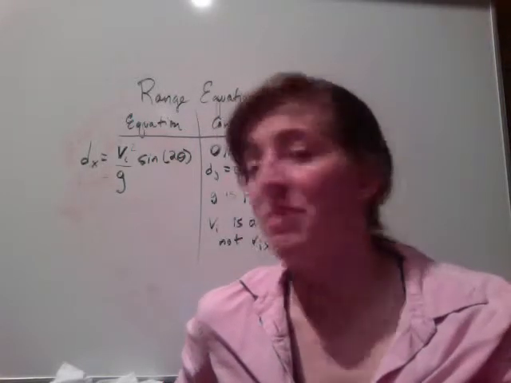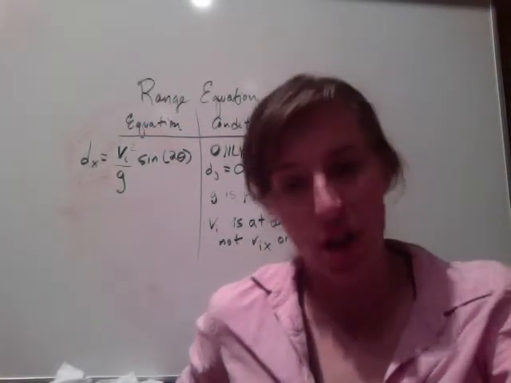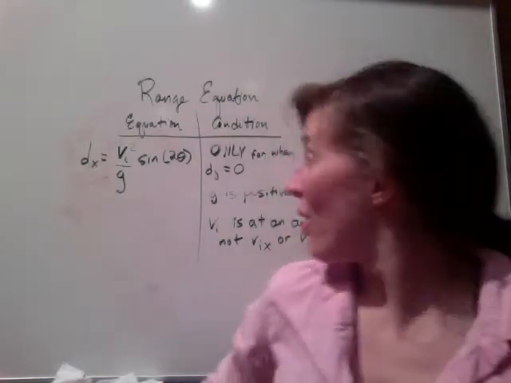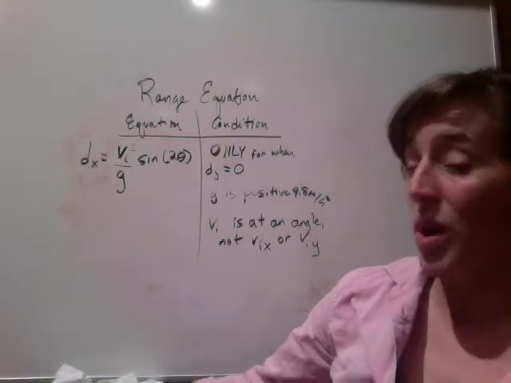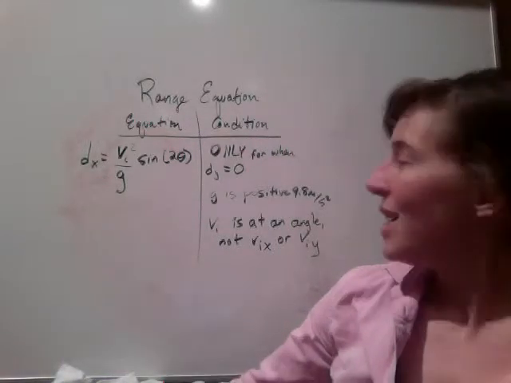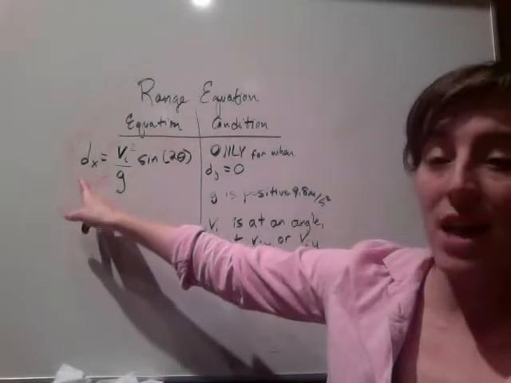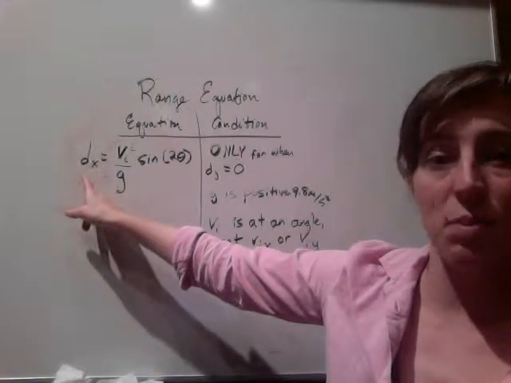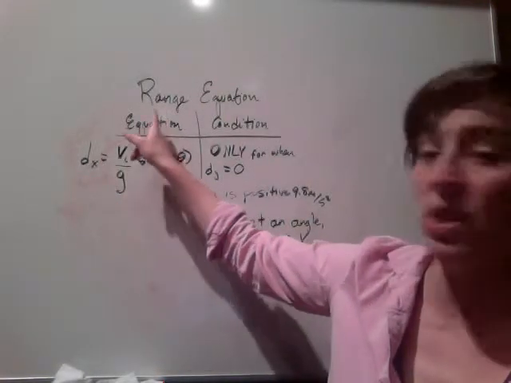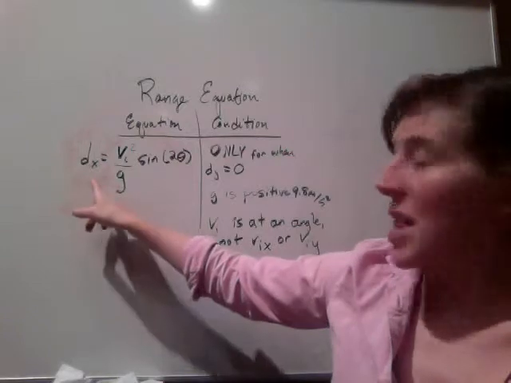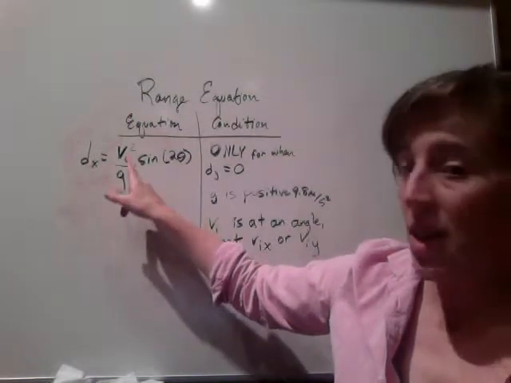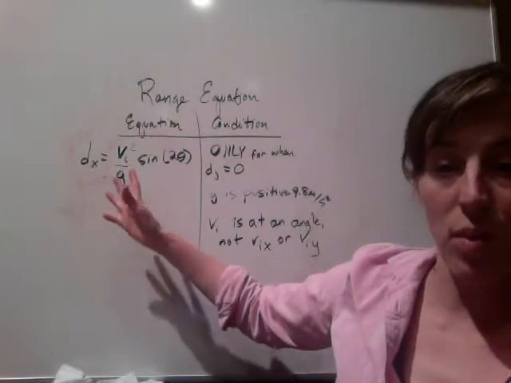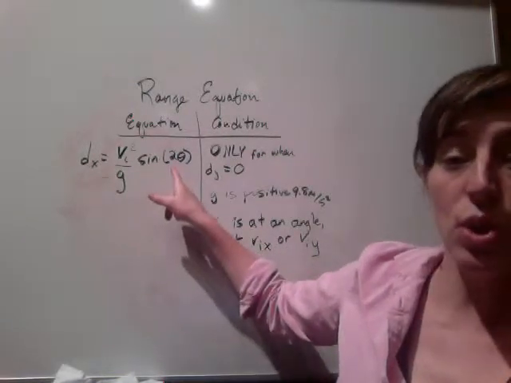So this is going to be something for your equation charts. I just want to point out what would be going into your equation chart. So this is for finding the displacement in the x direction, also known as range. And that equals the initial velocity squared over g, 9.8, times sine 2 theta.